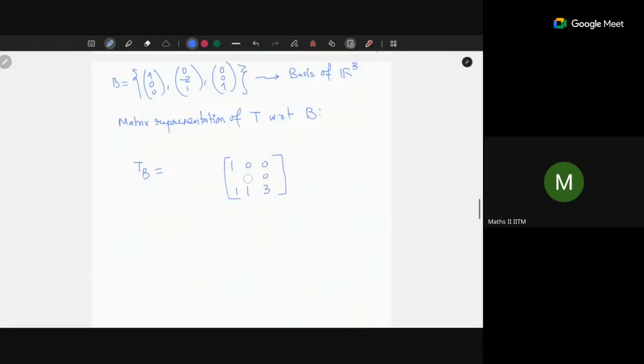Okay, so this I already had. Now this is with respect to the canonical basis. Now I want something with respect to this, so I need to multiply it with the P matrix. Now what is this P matrix? The P matrix will have these bases as its columns. So it is 1 0 0, 0 minus 2 1, 0 0 1. Right.